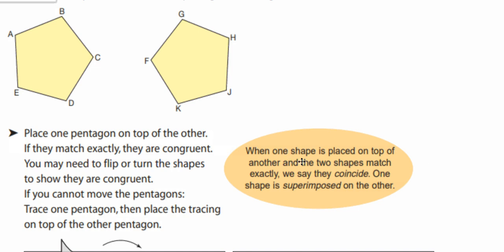When one shape is placed on top of the other and the two shapes match exactly, we say that they coincide. One shape is superimposed on the other. Coincide just basically means that they line up. And when something is superimposed on the other, it means that it is on top of the other.